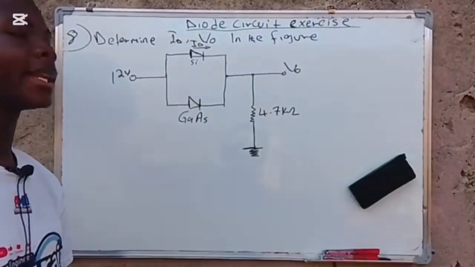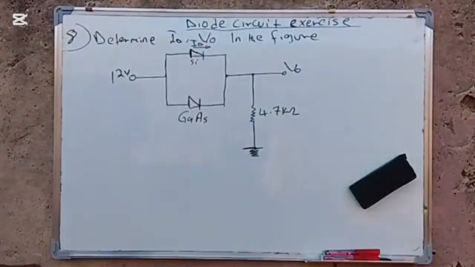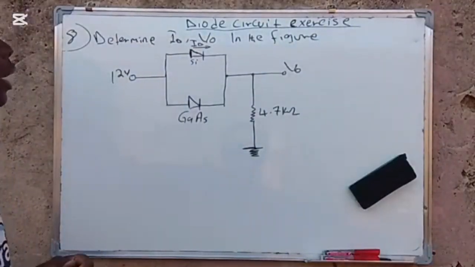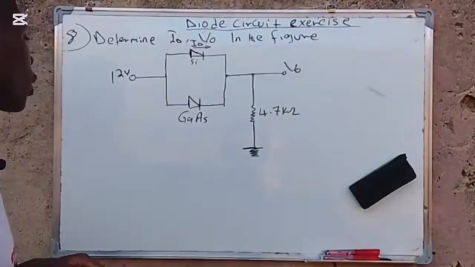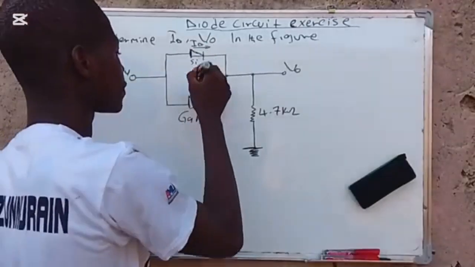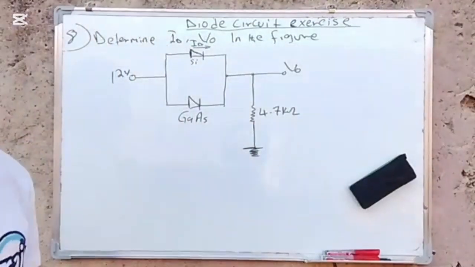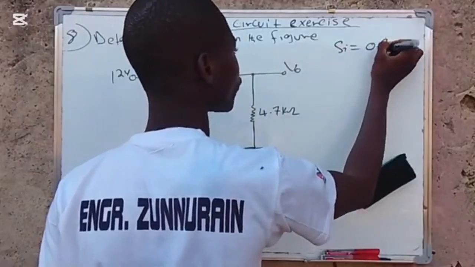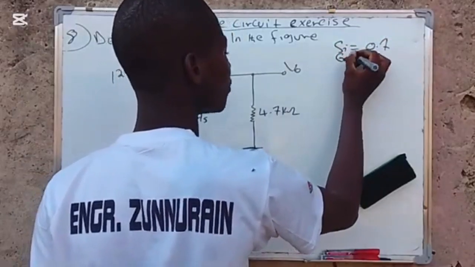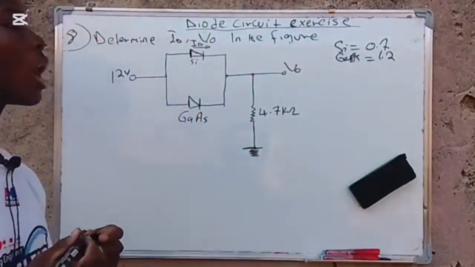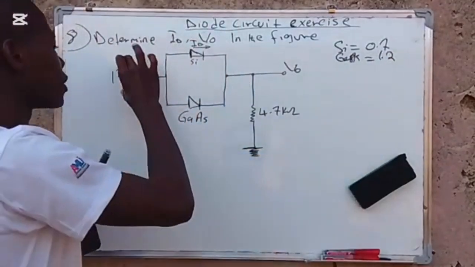How to determine the ID and V0 of this parallel circuit. This is another question, different from the 7th question we did. How can we determine this? You have to look at these two diodes and first check whether they are on or off. The silicon diode is 0.7 and the gallium arsenide is 1.2. So you have to take a look at this circuit.